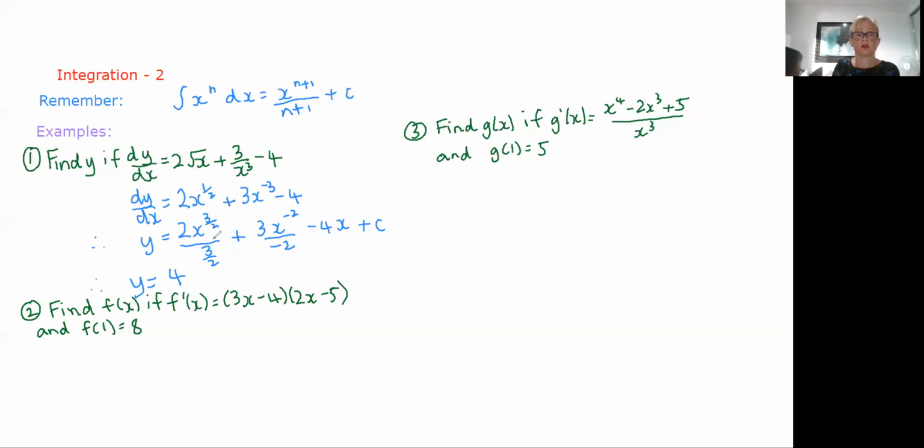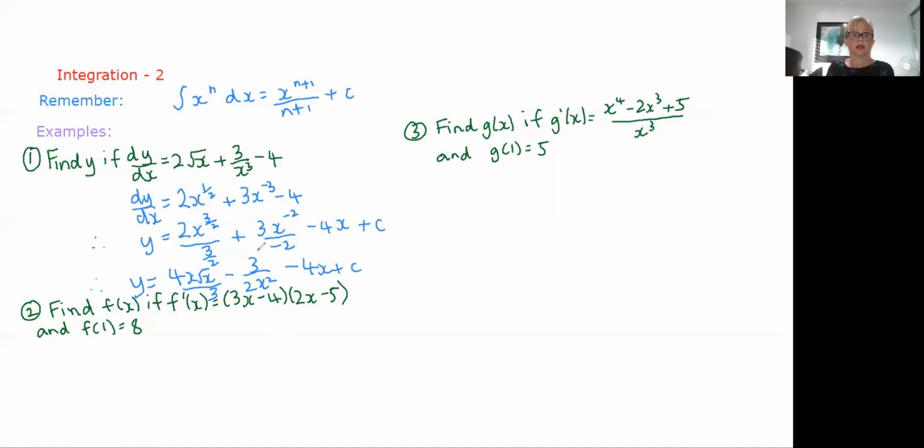Now x to the 3 on 2 is x to the 1.5, isn't it? So that's the same as x root x, and that's all over 3. Now, we're going to get a minus here, 3 on 2, and this x to the negative 2 becomes x squared in the denominator, minus our 4x plus our c.